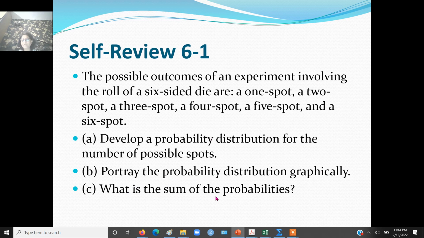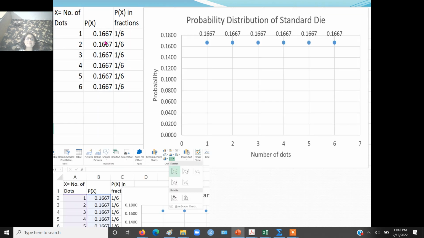Then the question says, what is the sum of the probabilities? That is very simple. You just add all these probabilities, and that will be equal to 1. So whenever the probability distribution is complete and proper, the sum of the probabilities should always be equal to 1. If it is not, that means it's not a proper probability distribution.